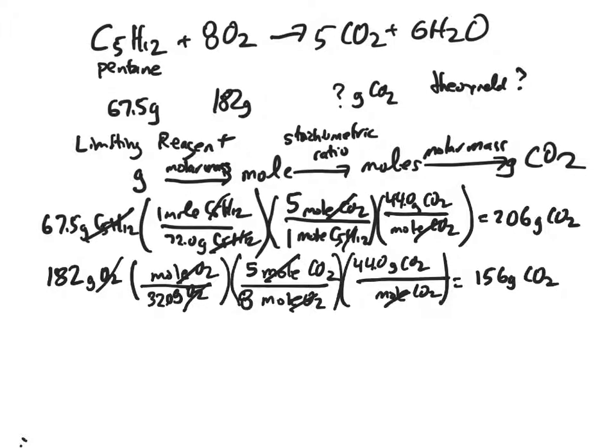So now it's decision time. Which one is the limiting reagent? We look at the two amounts of carbon dioxide produced, and whichever one is the smaller one, the lesser one, that came from the limiting reagent. So 156 is smaller than 206, so that means our molecular oxygen is the limiting reagent, and our pentane was our excess reagent.